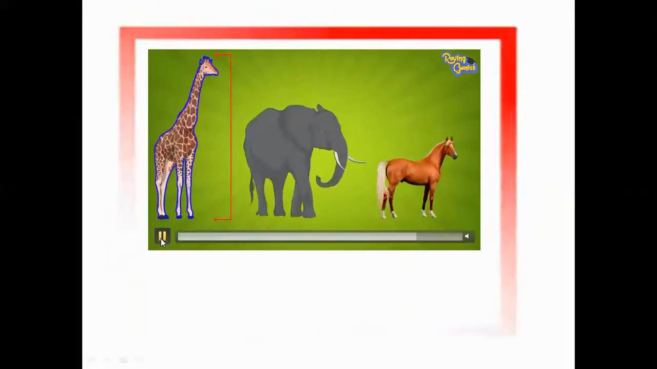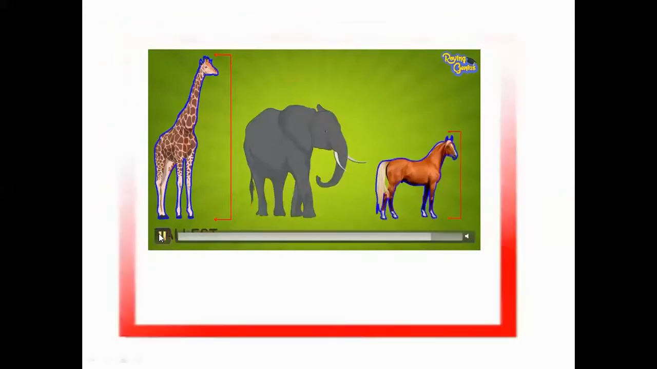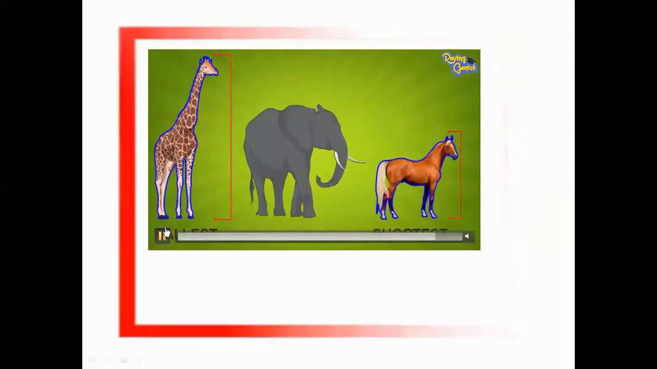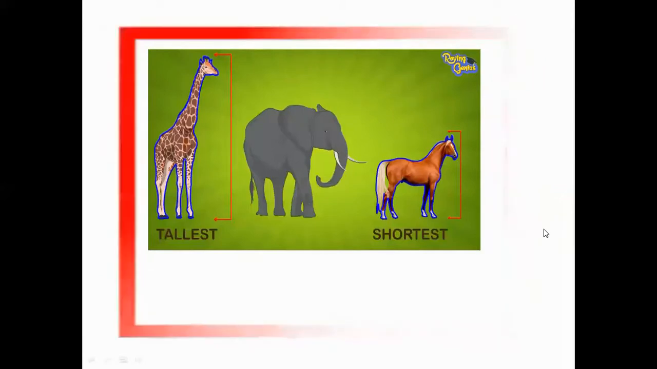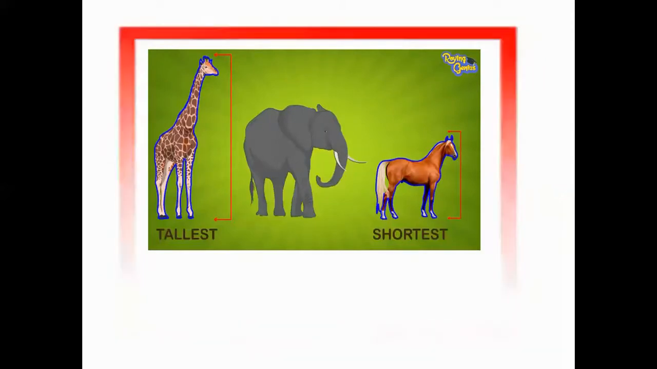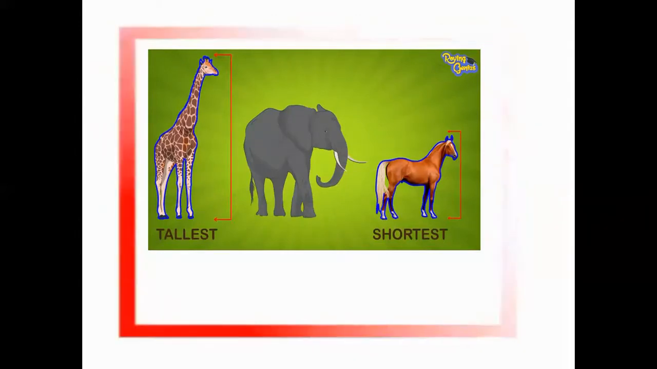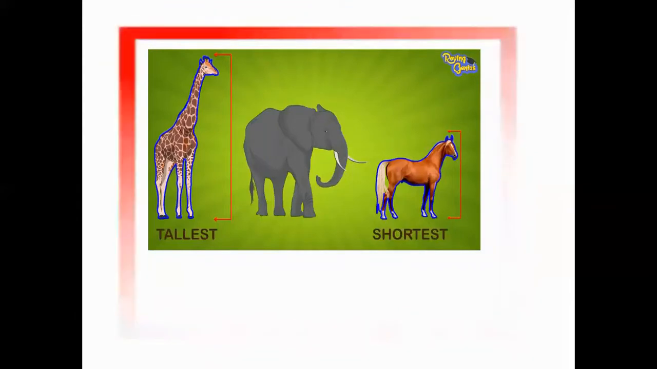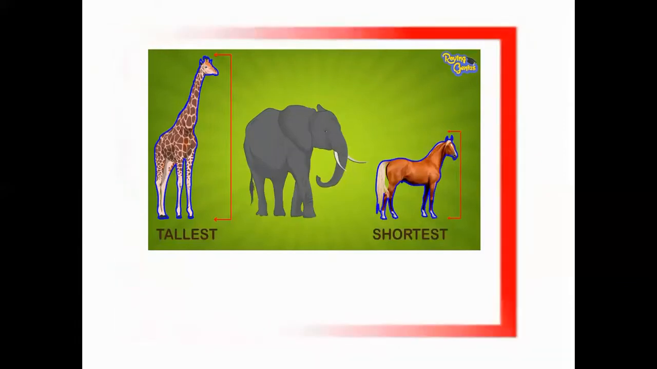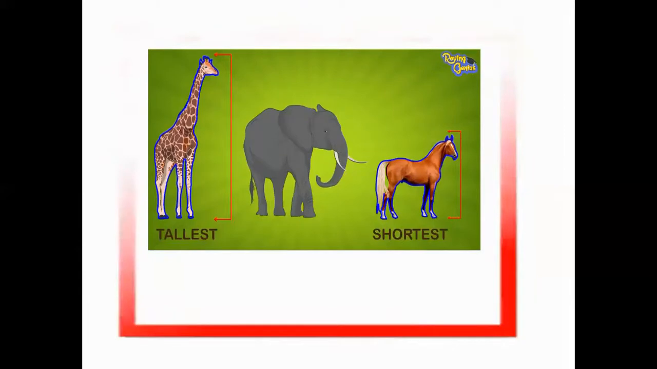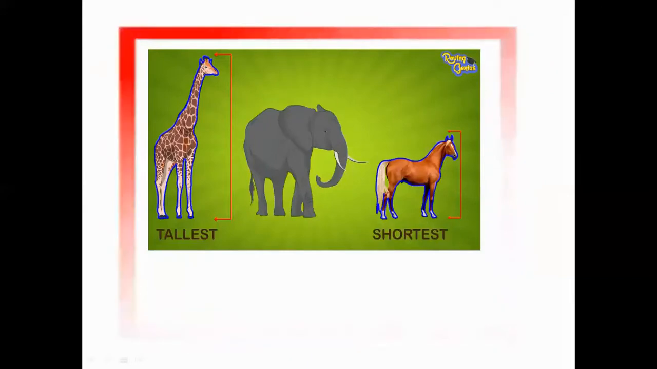Now look here, there are three pictures of animals. The giraffe is the tallest. But look here, the horse is the shortest among the three animals. In this case, again, we are not comparing two pictures. We are comparing the pictures of three animals. That's why we are saying that the giraffe is the tallest and the horse is the shortest among the three animals. Understood? We can say short or tall of the object according to their height.